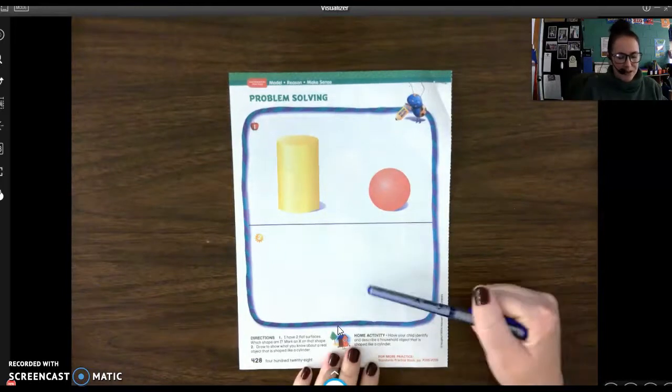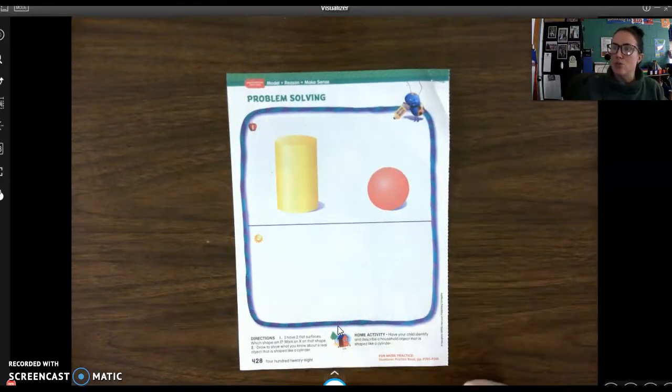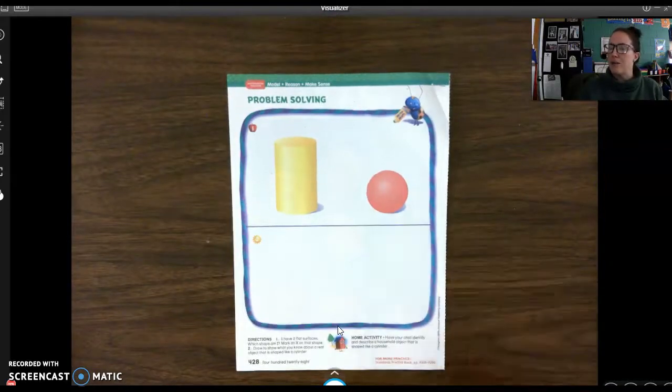And down here at the bottom, I want you to think about something you know in real life that is shaped like a cylinder and draw and color me a picture of it. And we will talk about our other 3D shapes and do some more work with all of our 3D shapes at school next week.